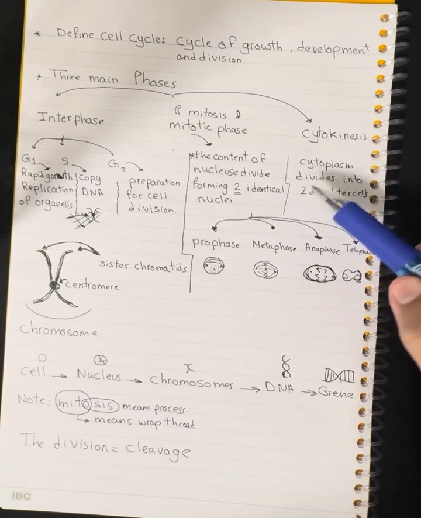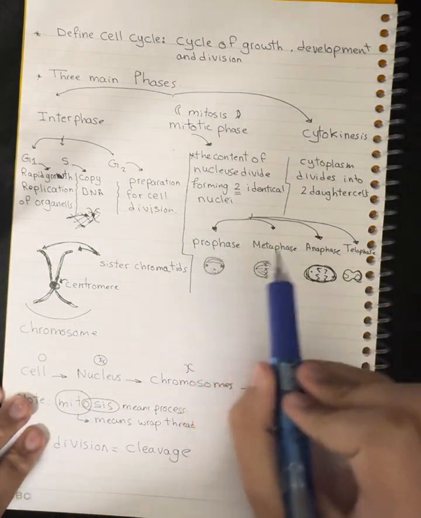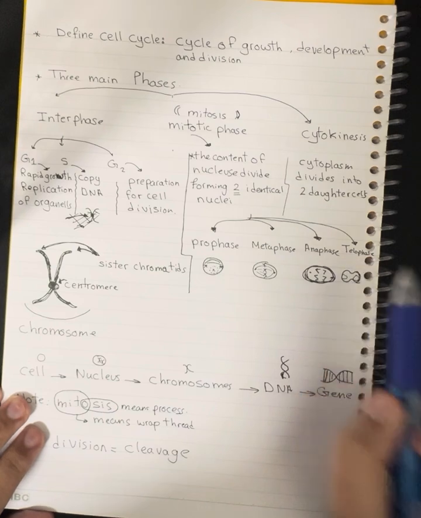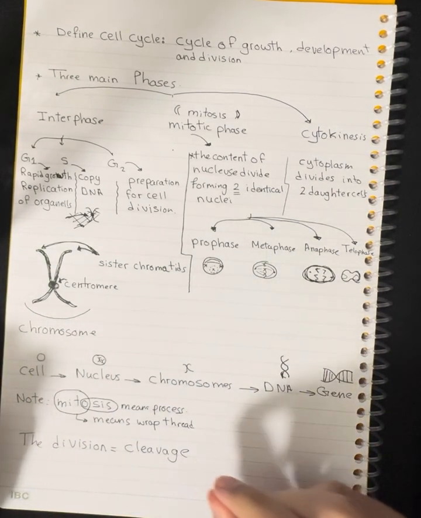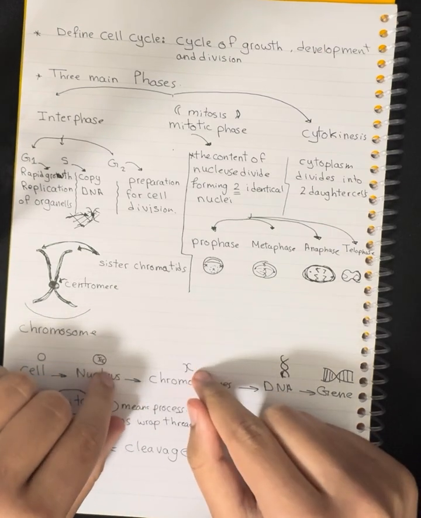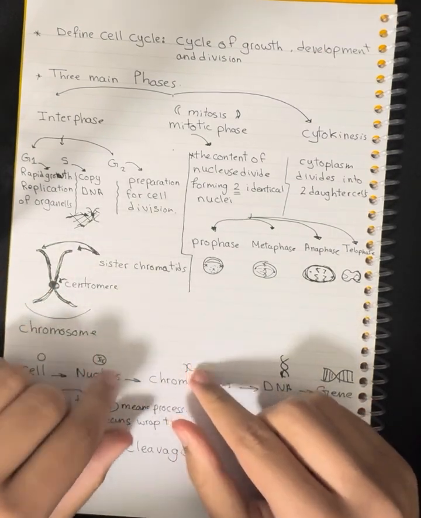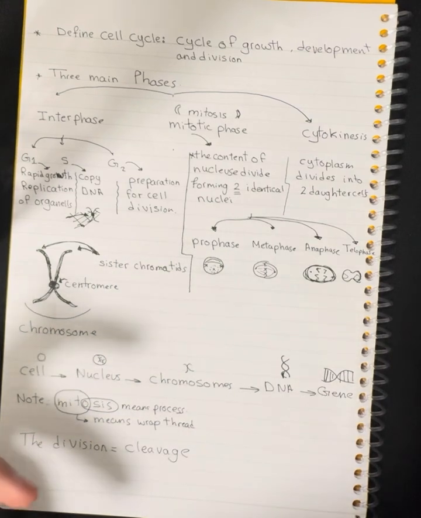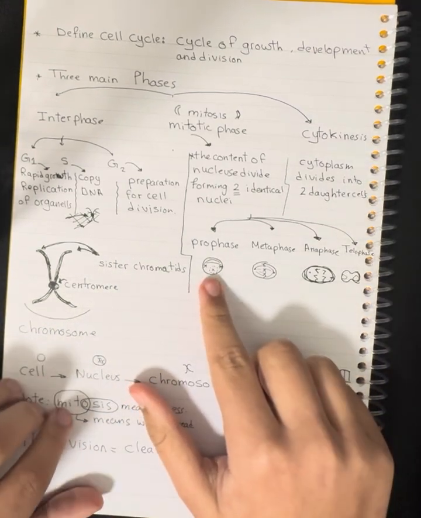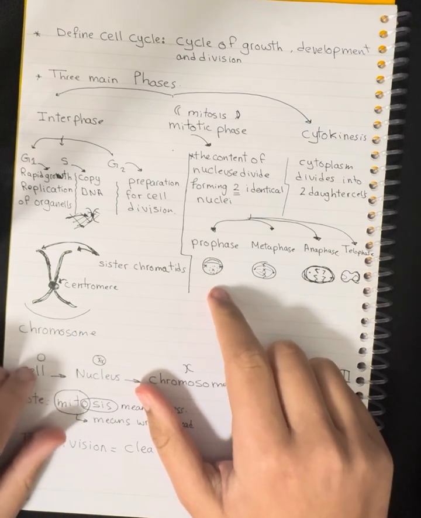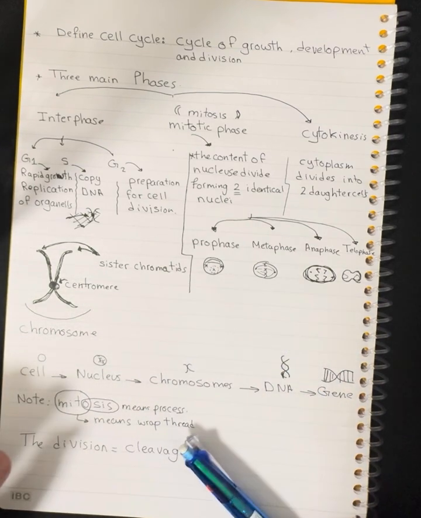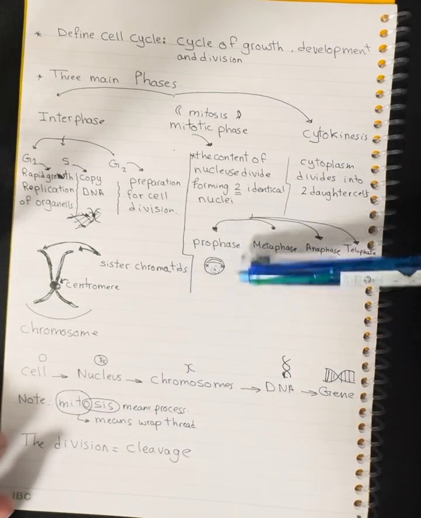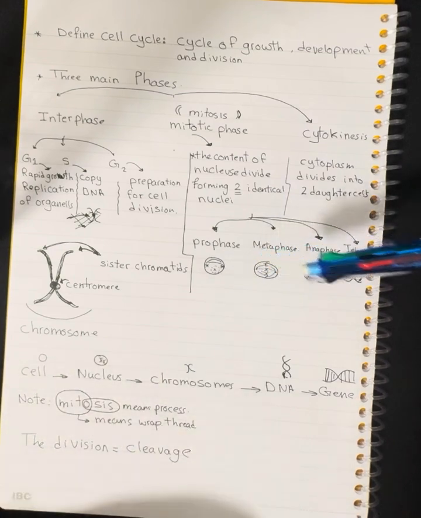In this phase, there are four stages: prophase, metaphase, anaphase, and telophase. Prophase is like the beginning stage. Chromosomes condense. The definition of condense is that they appear. The chromosomes condense, and the nuclear material, like the nucleus, nucleolus, and nuclear envelope, all disappears, and spindle fibers form.